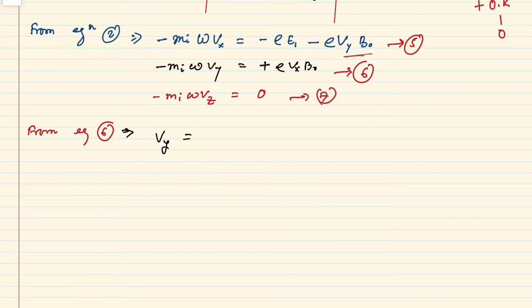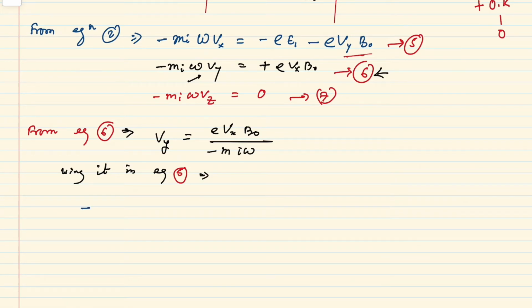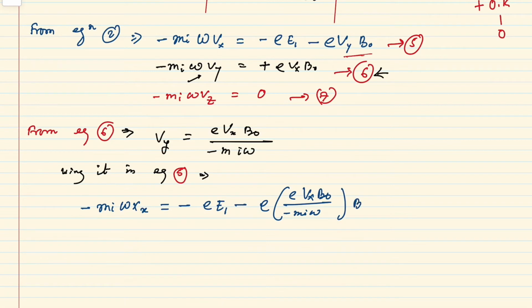If you find Vy, then from this equation, if you simplify and find Vy, what you are going to have is E Vx B naught by minus m i omega. Using it in equation 5, what we're going to have in this case is minus m i omega Vx is equal to minus E capital E1 minus E, again within bracket, small e Vx B naught by minus m i omega times B naught.